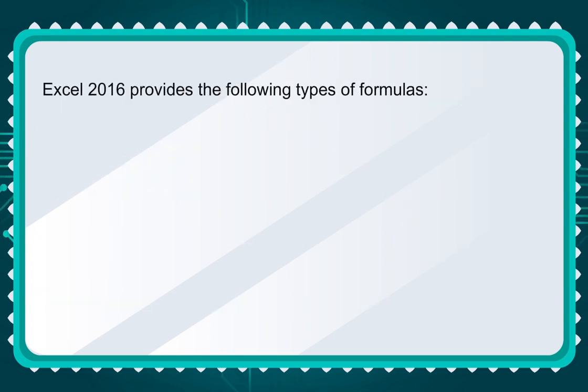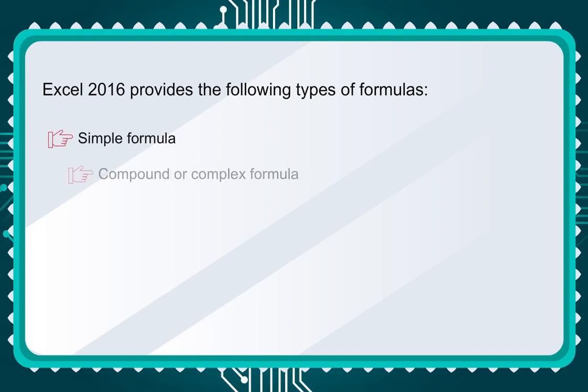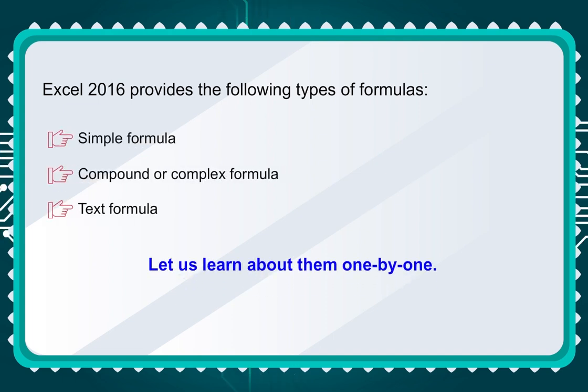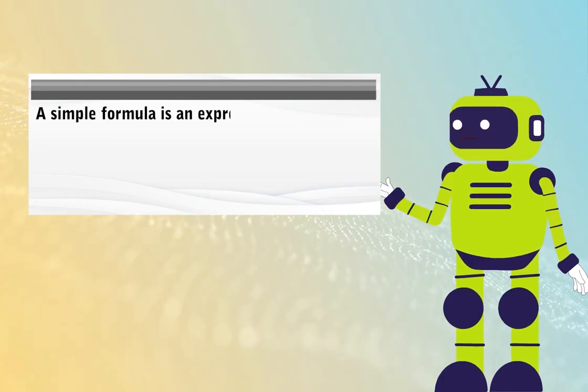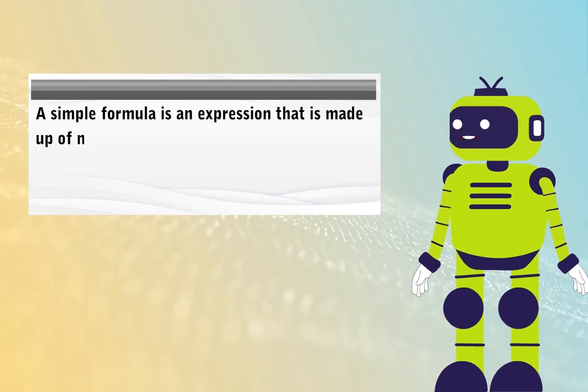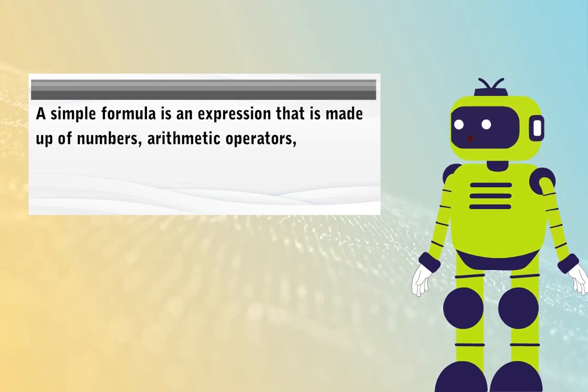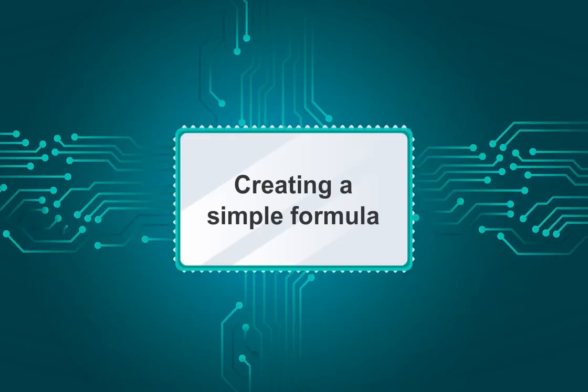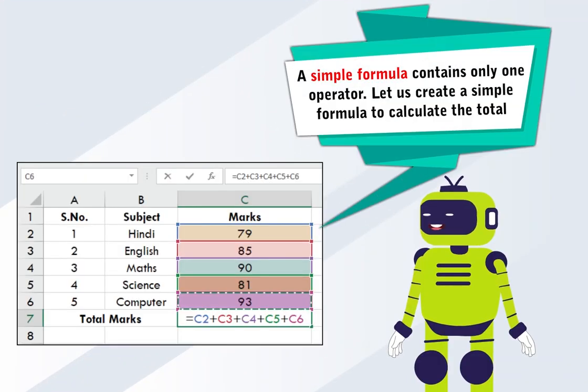Excel 2016 provides the following types of formulas: simple formula, compound or complex formula, text formula. Let us learn about them one by one. Simple formula. A simple formula is an expression that is made up of numbers, arithmetic operators, cell addresses, and parentheses. Creating a simple formula. A simple formula contains only one operator.